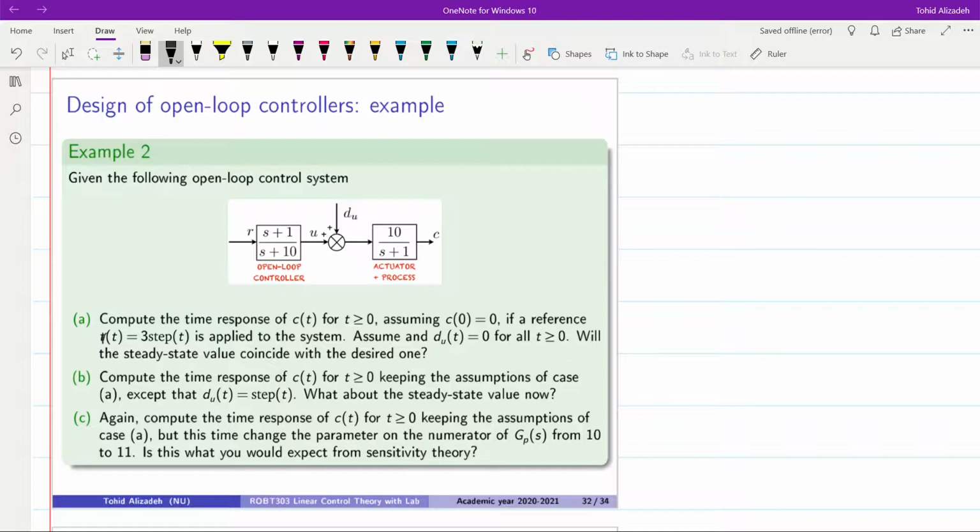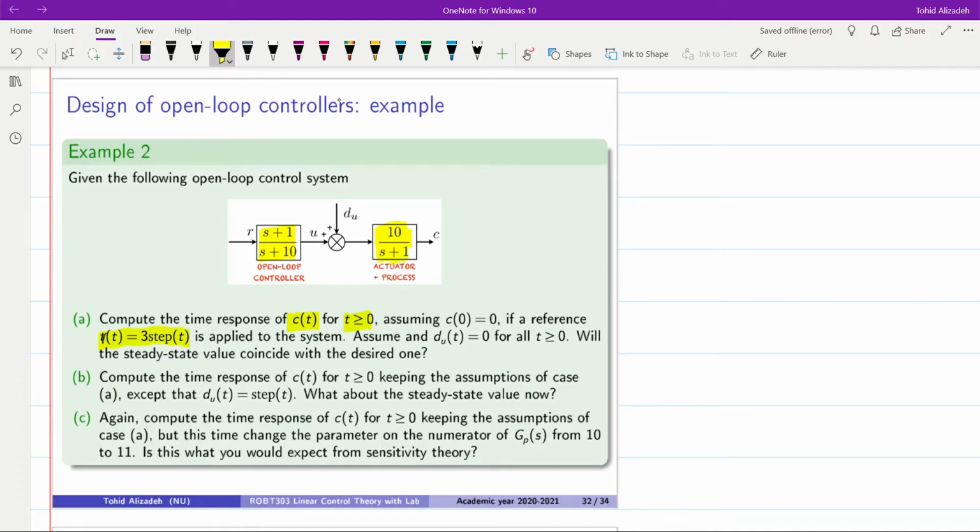In this example, we have an open loop control system where the plant is given in the form of a transfer function 10 over s plus 1, and the open loop controller, which is designed by someone, is in the form of s plus 1 over s plus 10. And the disturbance is being added to the output of the controller this time. We want to compute the time response of c of t for t bigger than or equal to 0, assuming that initially it was equal to 0 and the reference input is equal to 3 times step of t.